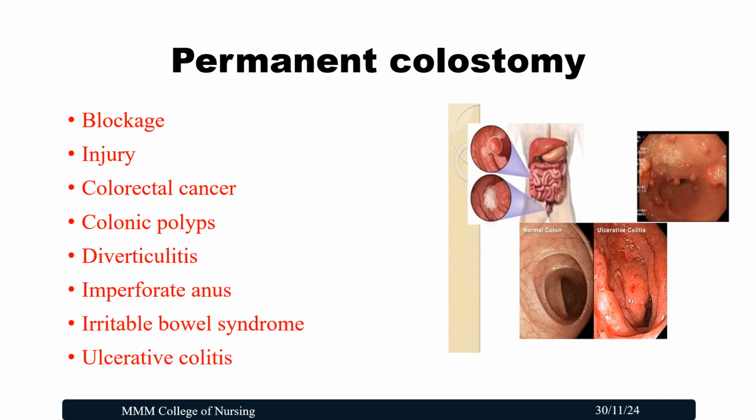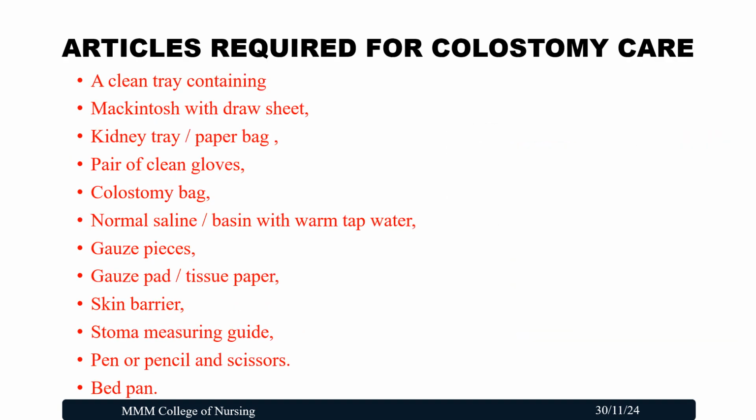Going for the permanent colostomy: if a patient has a blockage, any injury, colorectal cancer, colonic polyps, diverticulitis, imperforate anus, irritable bowel syndrome, or ulcerative colitis, these kinds of patients can go for a permanent colostomy. Coming to the articles required for colostomy care.